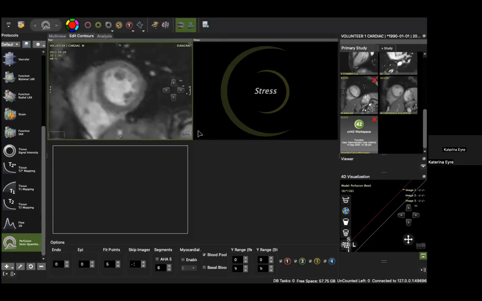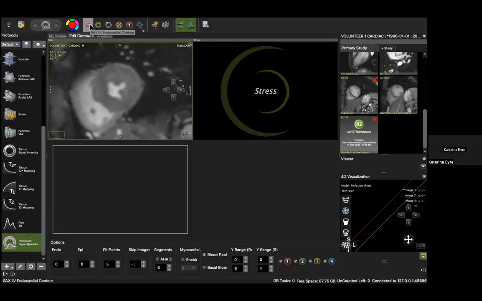That gives us some information on the microvasculature. Okay, so again, I'm just going to find end systole here, which is here, and then we draw the contours.